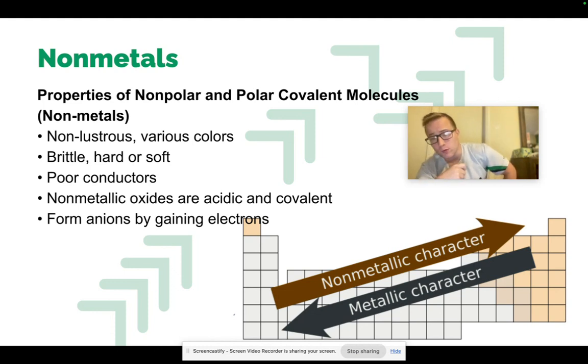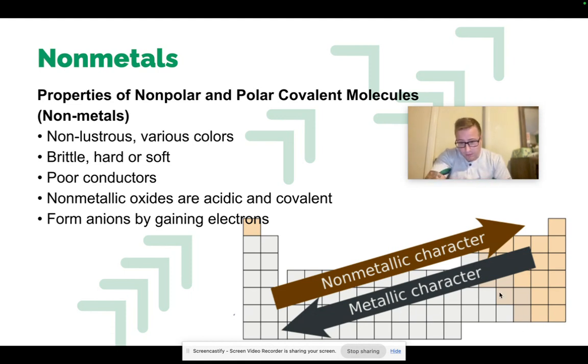This is how light bulbs work. As you put electricity through those metallic wires, they hit a resistor. This is generally a nonmetal. This resistor will start to glow and release light and heat because it is a poor conductor. Nonmetallic oxides are acidic and covalent. We form covalent bonds. We like to form acids. They form anions, so nonmetals form anions by gaining electrons.